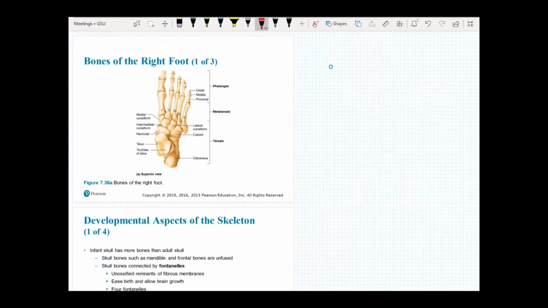So here, these are the bones of your ankle. Here are the bones that make up the arch of your foot. And then your phalanges: there's only going to be 2 in the big toe, but the rest of them will have 3.